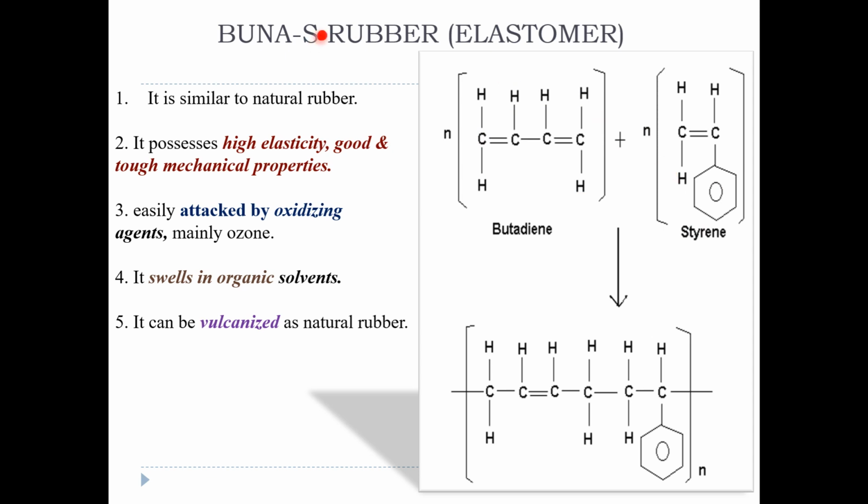This is a synthetic rubber. You also have Buna N, where instead of styrene you use nitrile, CH3Cl. Now it possesses high elasticity and tough mechanical properties. It can be easily attacked by oxidizing agents, mainly ozone, and to overcome this problem, we can always carry out vulcanization. Even synthetic rubbers are vulcanized.